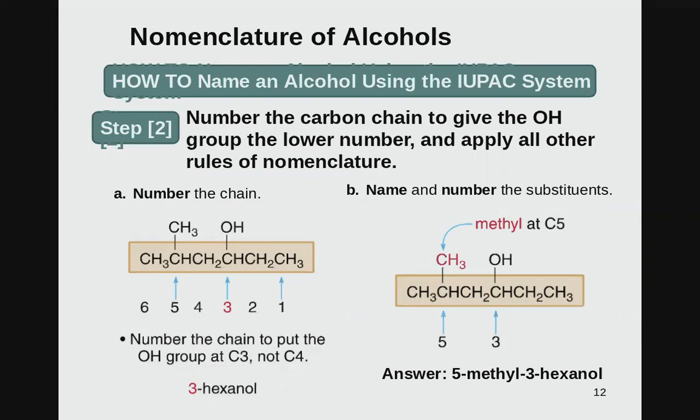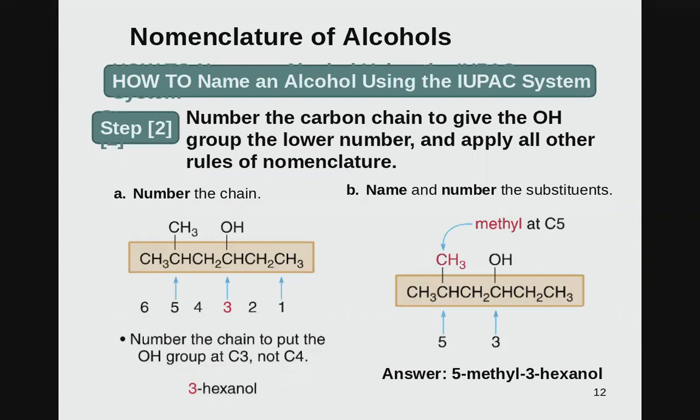And we have to name and number the substituents, right? Those R groups coming off the main chain. So we got 1, 2, 3, 4, 5, a methyl group at carbon number 5. All right, one carbon is methyl. The answer ultimately comes to be 5-methyl-3-hexanol. So what does this tell us?